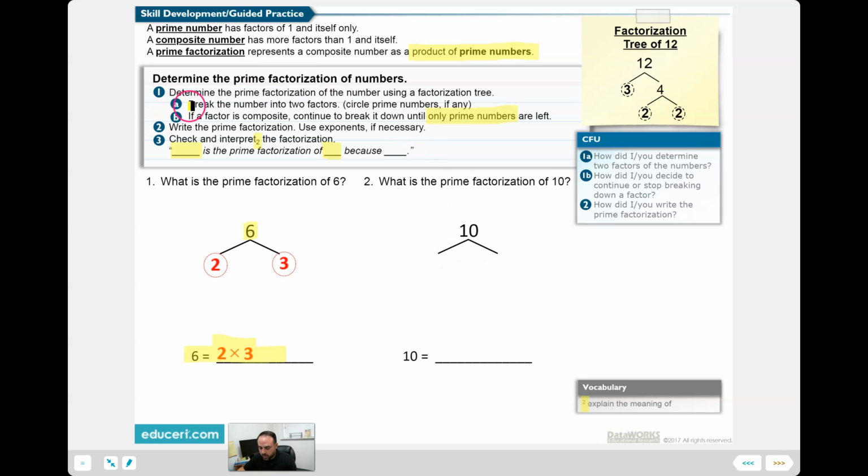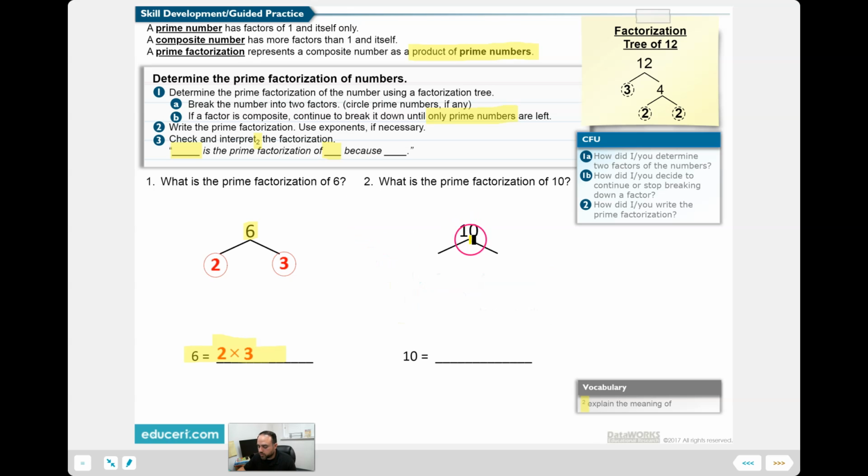Step 1a. Ready, read. Break the number into two factors. Circle prime numbers if any. And step 1b. Ready, read. If a factor is composite, continue to break it down until only prime numbers are left. Your turn.